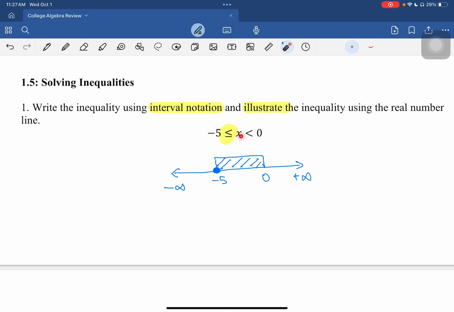At 0, the inequality says less than. There is no equal to here, so we do not include 0. On the number line, we represent this with an open circle at 0.